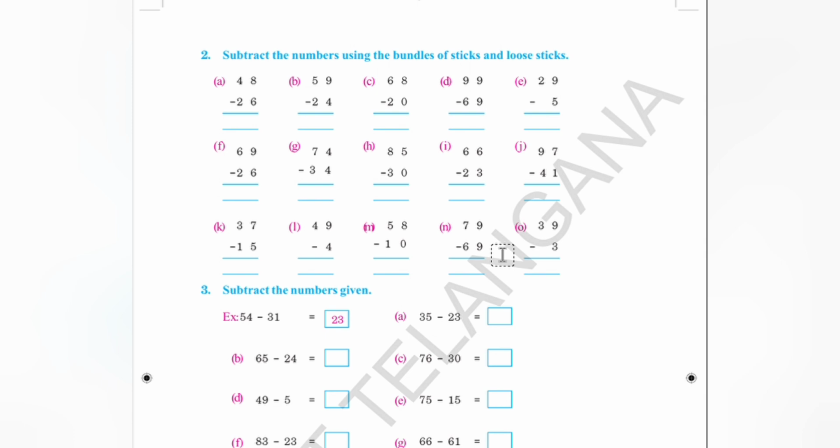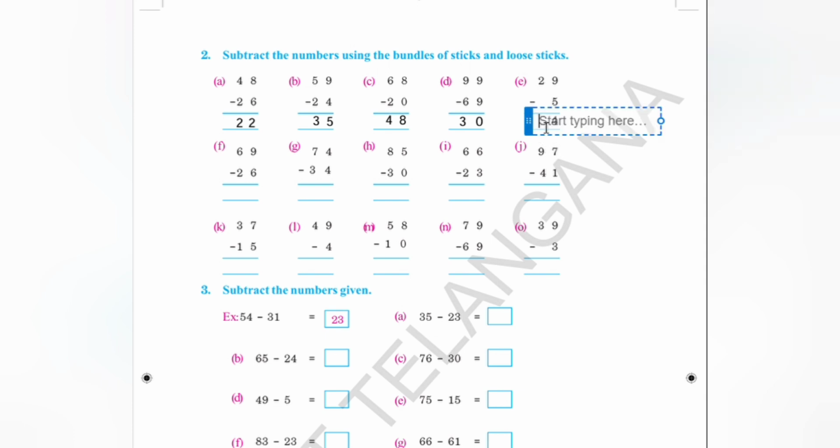Subtract the numbers using the bundle of sticks and loose sticks. 48 minus 26. 8 minus 6, 2. Then 4 minus 2, 2. 59 minus 24. 9 minus 4, 5. 5 minus 2, 3. 68 minus 20. 8 minus 0, 8. 6 minus 2, 4. 99 minus 69. 9 minus 9, 0. 9 minus 6, 3. 29 minus 5. 9 minus 5, 4.